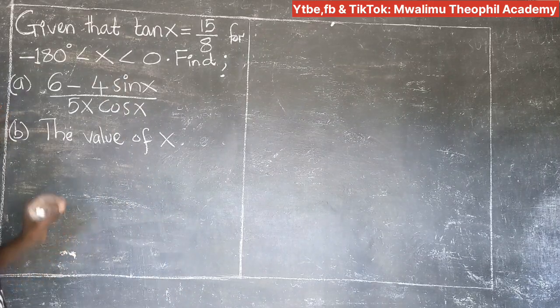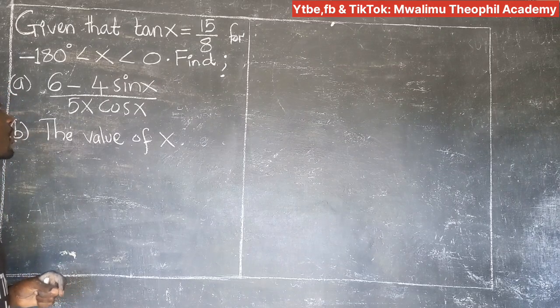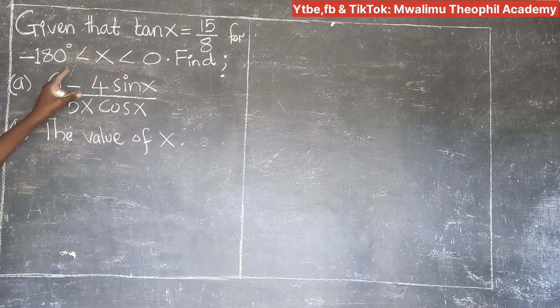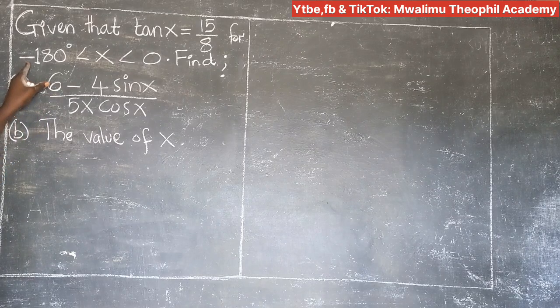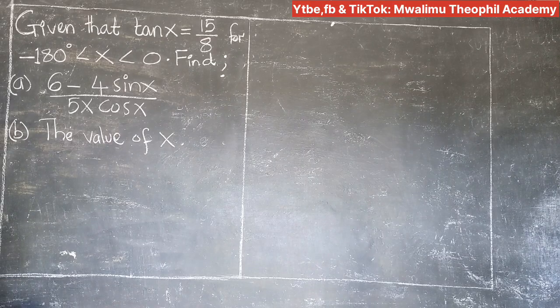Here you have a trigonometric equation which states that, given that tan x is equal to 15 divided by 8, for the value of x ranging between negative 180 degrees less than x and x less than 0, find A, (6 minus 4 times sine x) divided by (5 times cos x), B, the value of x. Now let's see its solution.